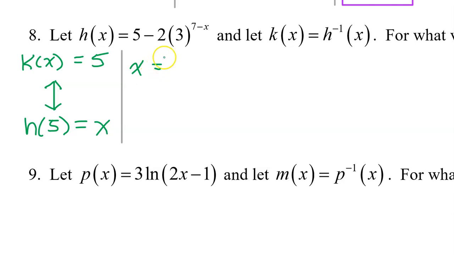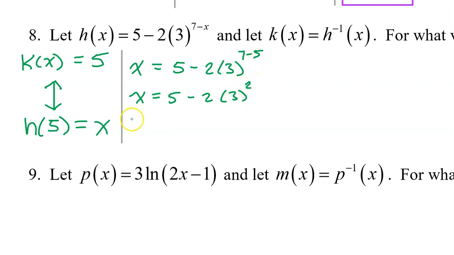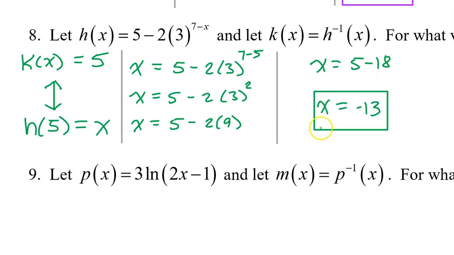So x will equal whatever we get if we plug in 5 for x right here. So x will equal 5 minus 2 times 3 to the 7 minus 5 power. So x will equal 5 minus 2 times 3 squared. 3 squared is 9. So x is equal to 5 minus 2 times 9. So x will equal 5 minus 18. So x equals negative 13.